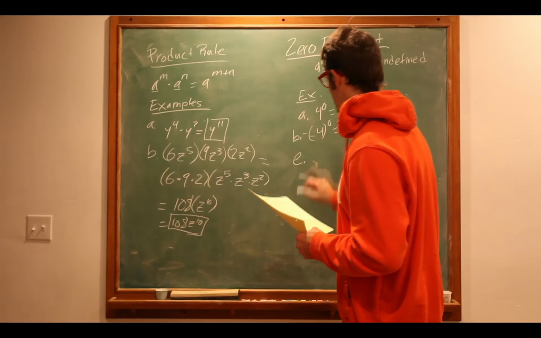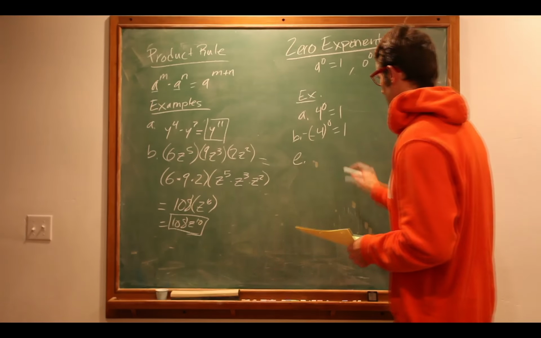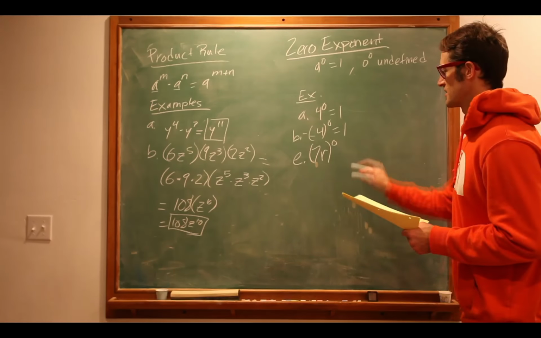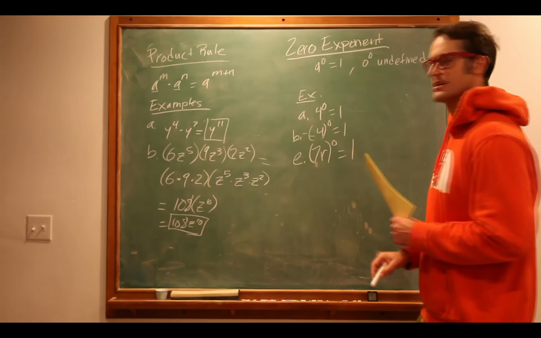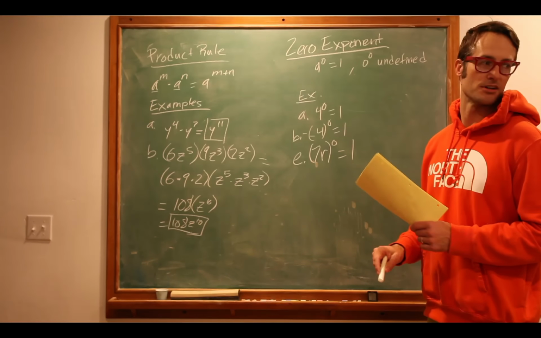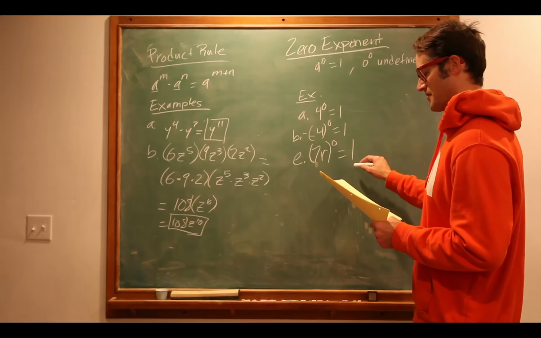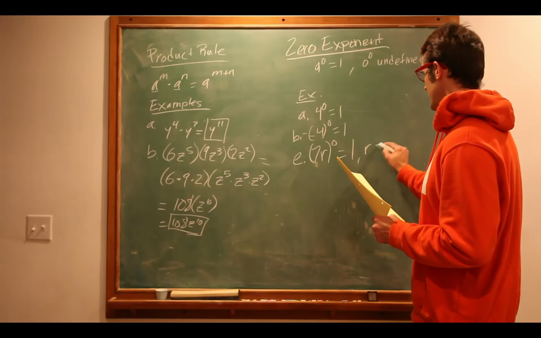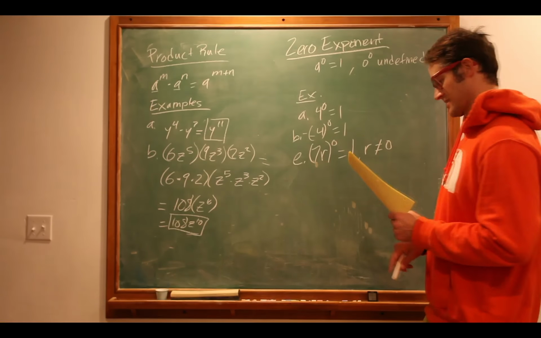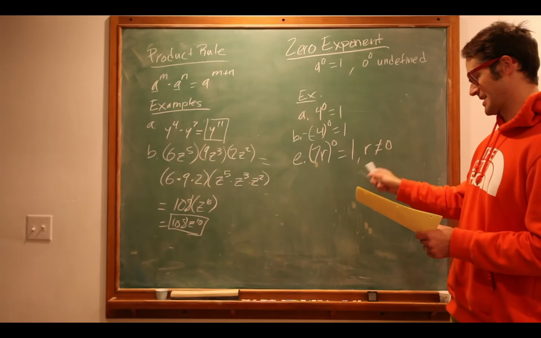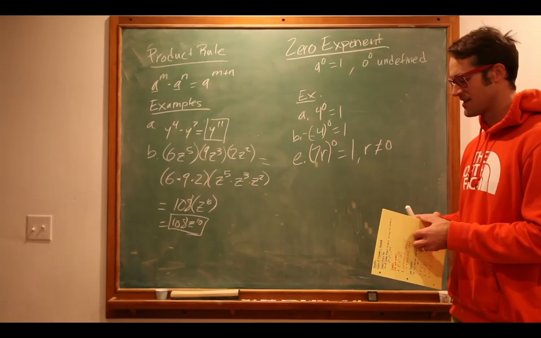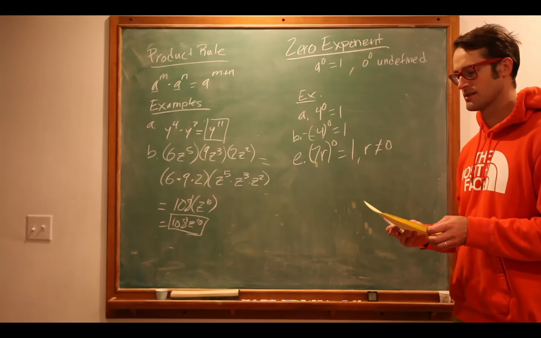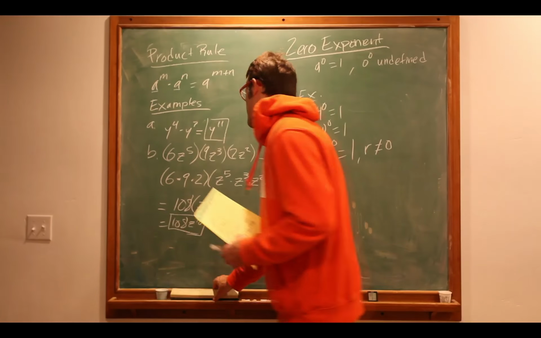Here's a little trick question for you: 7r to the 0. If you just say 1, that is wrong, because we have to account for any situation when r might be 0. So we say 1 as long as r is not equal to 0. That would be the correct answer because you're accounting for the fact that 0 raised to the 0 is undefined, as we mentioned.